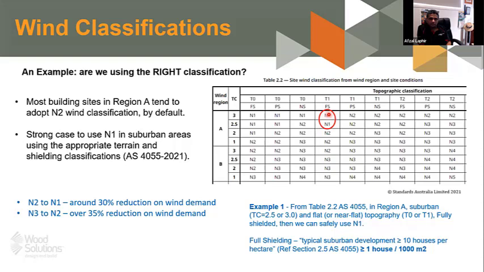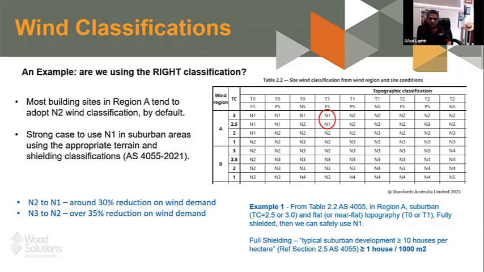And similarly, if it's very flat land, you can see that even if you go to fairly open land, in a very flat land, you can use N1. And then what's the advantage? The advantage, obviously, as you can see on the screen, is around a 30% reduction in the wind demand.